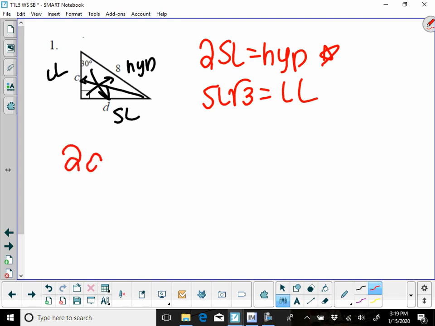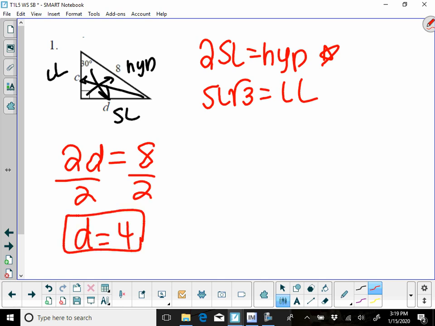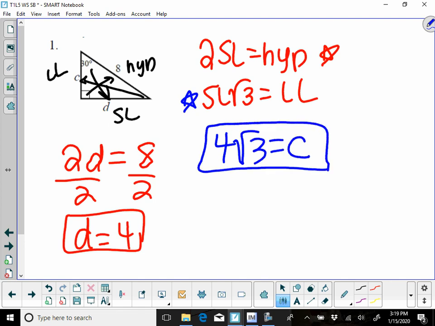So 2 times D, which is the short leg, is going to equal 8. Divide by 2, and D equals 4. All right, now once you have the short leg, you can use the second formula to find the long leg. So our short leg here is going to be 4 square root of 3, which is equal to C, and you can't reduce that, so you're done.